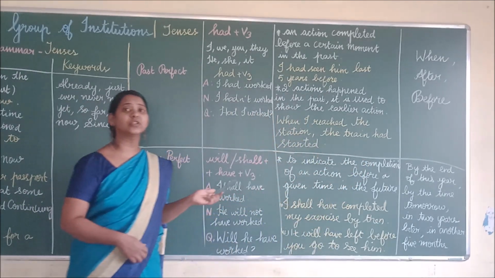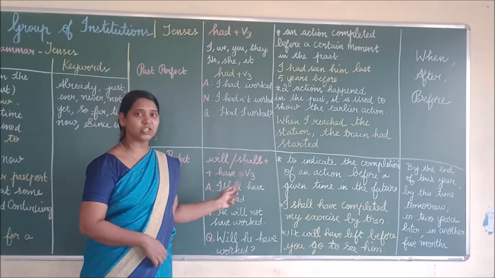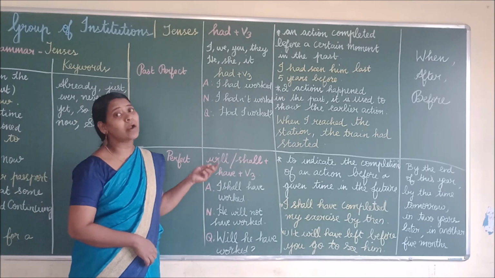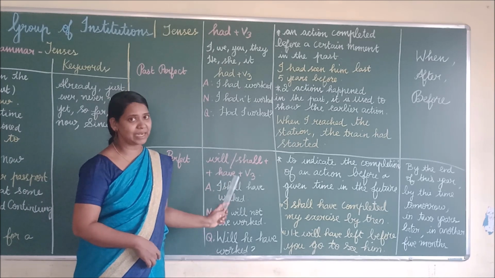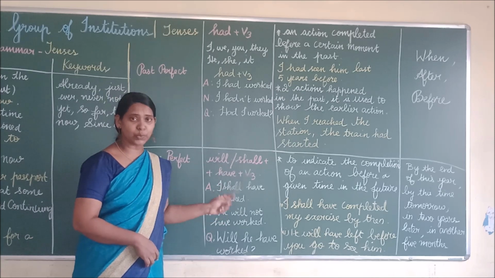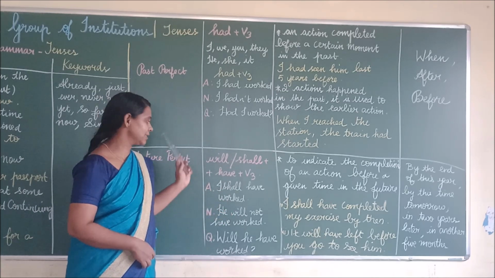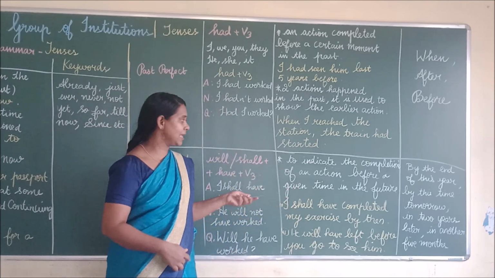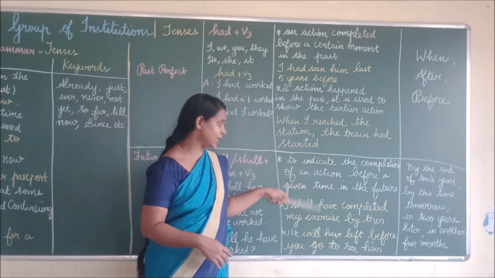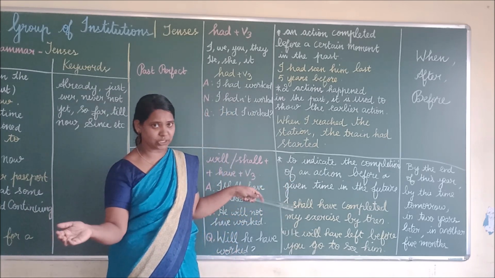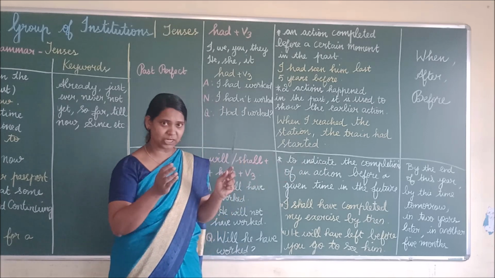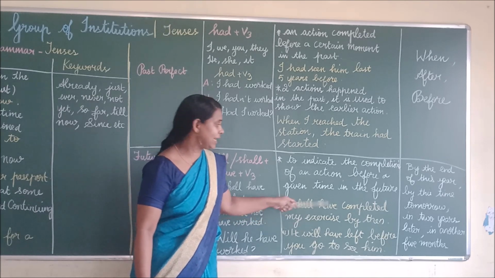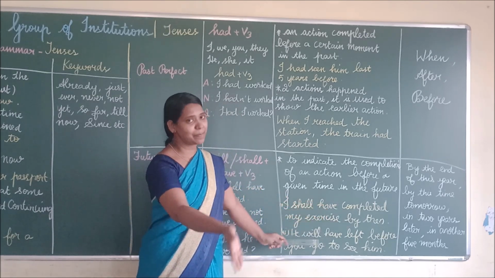And the next one, future perfect tense. Will or shall plus have plus verb 3. For I, we, shall or will plus have plus verb 3. He, she, it, you, they, will plus have plus verb 3. Is it clear? When do we use future perfect tense? To indicate the completion of an action before a given time in the future. Example, I shall have completed my exercise by then.